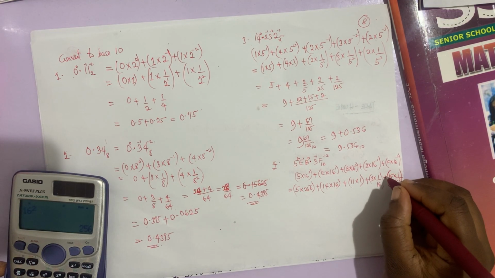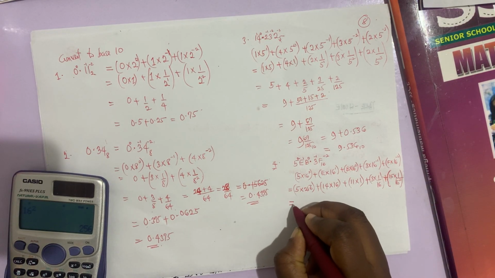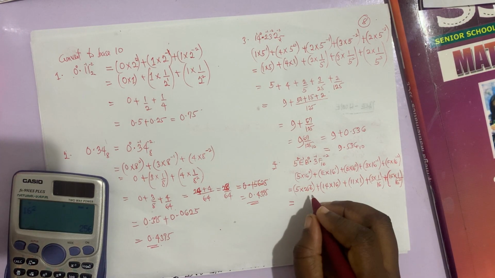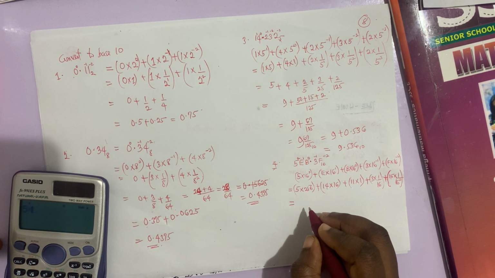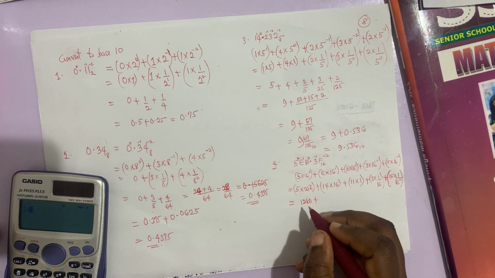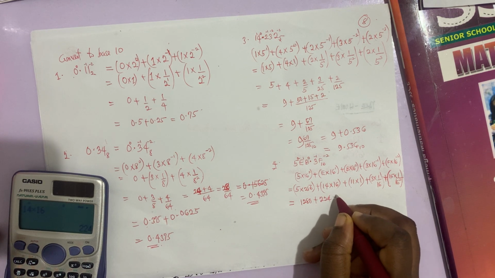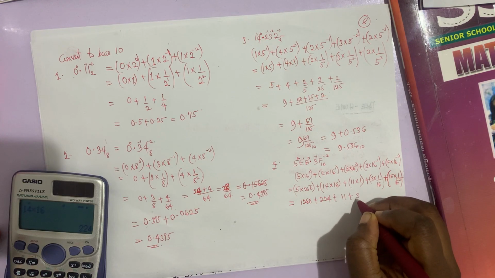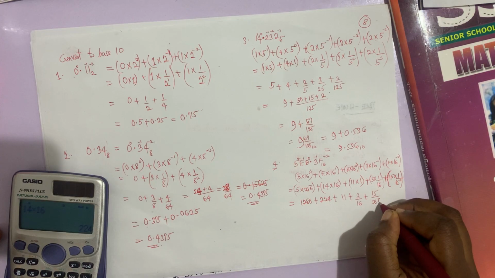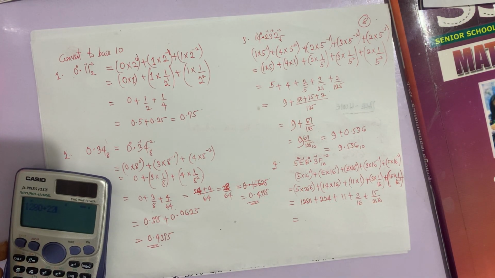If you don't understand why F is 15, why B is 11, why E is 14, you need to check the previous video. I've explained in detail when I explained the concept of hexadecimal. So this becomes 5 times 256, which will give us 1280, plus 14 times 16, which will give us 224, plus 11 plus 3 over 16 plus 15 over 256.